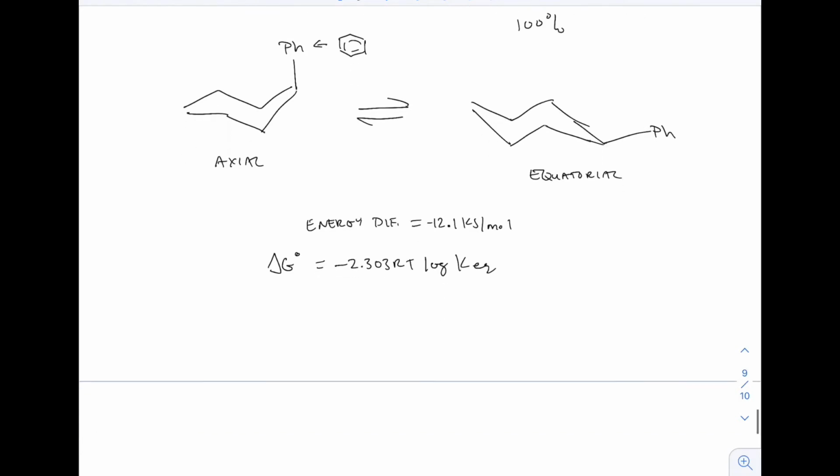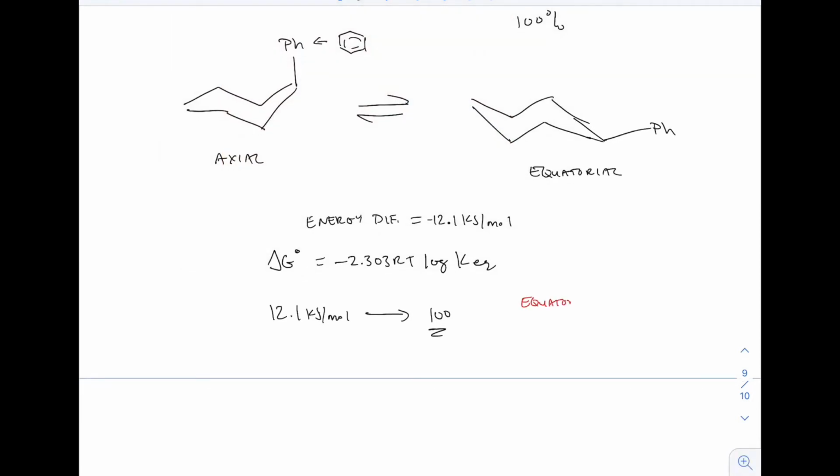If we plug that into delta G, we can technically compare those values or solve for KEQ, right? And so KEQ gives us a relationship between products and reactants. The equatorial would be the product in this case, and that occurs at a 100-to-1 ratio, or 100 times more equatorial product than the axial conformation. And that's because if we have 12.1, we can determine KEQ is equal to about 100.